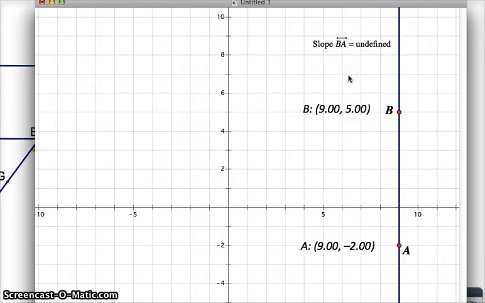All right, the slope here, when it's (9, -2) and (9, 5), notice how it says undefined. This isn't an uphill or downhill slope. This is a vertical slope. You can't drive your car or ride your bike straight up or down a wall. So is this an uphill or a downhill left to right? It really doesn't make any sense.